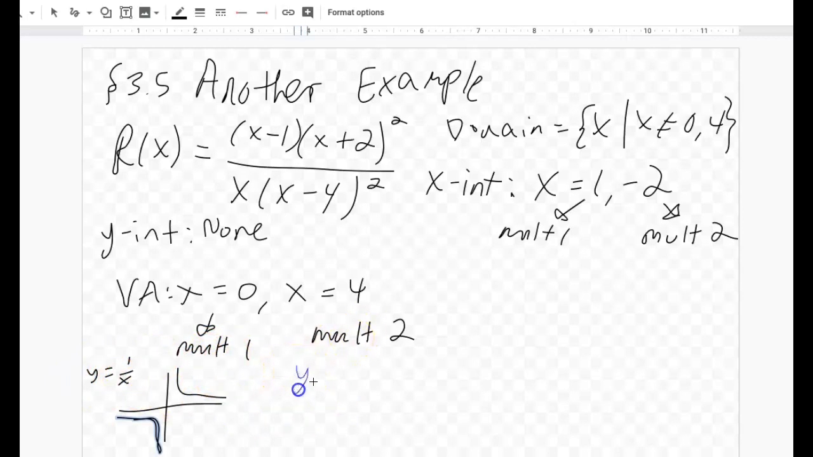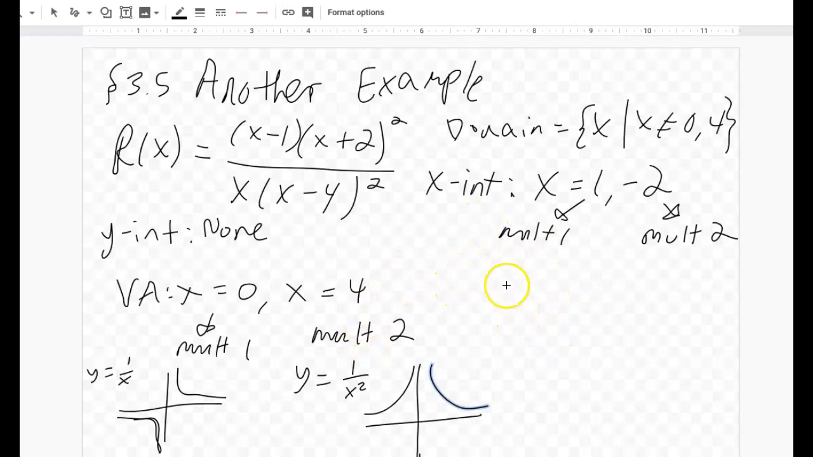When the multiplicity is 2, we're thinking of the reciprocal squared function, which looks like this. I think of the Atari symbol. And what's happening is that for the 1 over x squared function, as x is getting closer to 0, the curve is approaching the same infinity. So around x equals 4, the curve is approaching the same infinity because the multiplicity is 2.